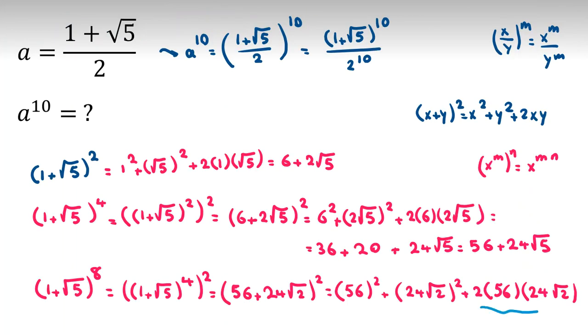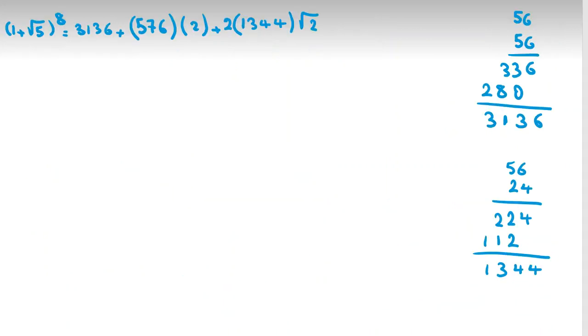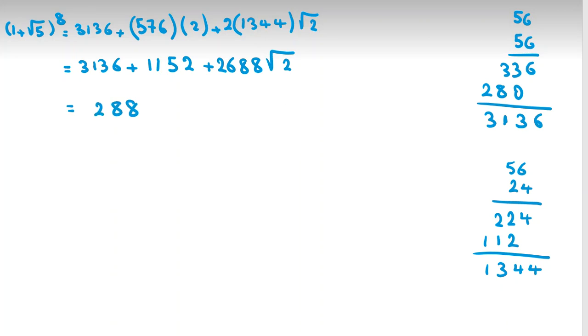It was this part. So let's see what we have. The first part is 3136. The next one: 2 times 6, 12, we have 1. 2 times 7, 14 plus 1, 15. We have 1. 2 times 5, 10 plus 1, 11. 2 times 4, 8. 2 times 4, 8. 2 times 3, 6, 2. Root 2. If we calculate, 6 plus 2, 8. 5 plus 3, 8. 1 plus 1, 2. 1 plus 3, 4. So 4288 plus 2688 root 2.